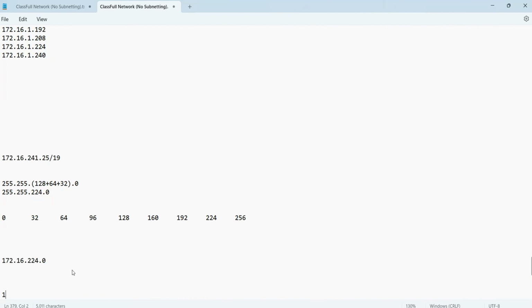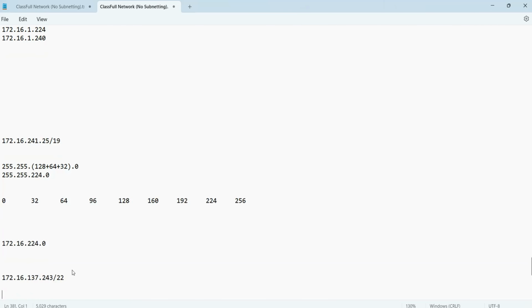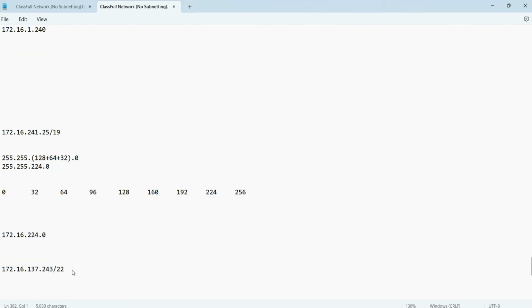For example, I have 172.16.137.243 and I'm going to have a slash 22. First of all, let me put the subnet mask. 255 is 8 bits, 255 is 16 bits. I need six more bits, which is 128 plus 64 plus 32 plus 16 plus 8, 3, 4, 5. And there you go, dot zero.